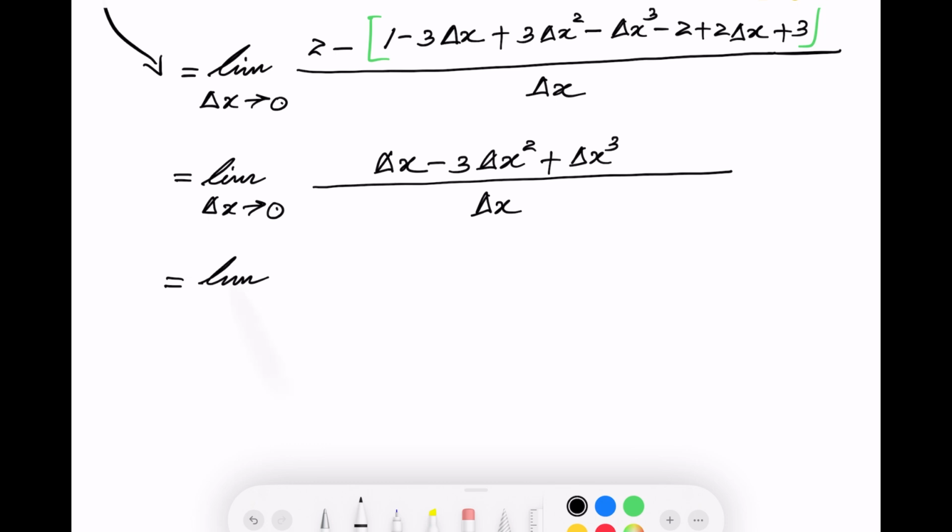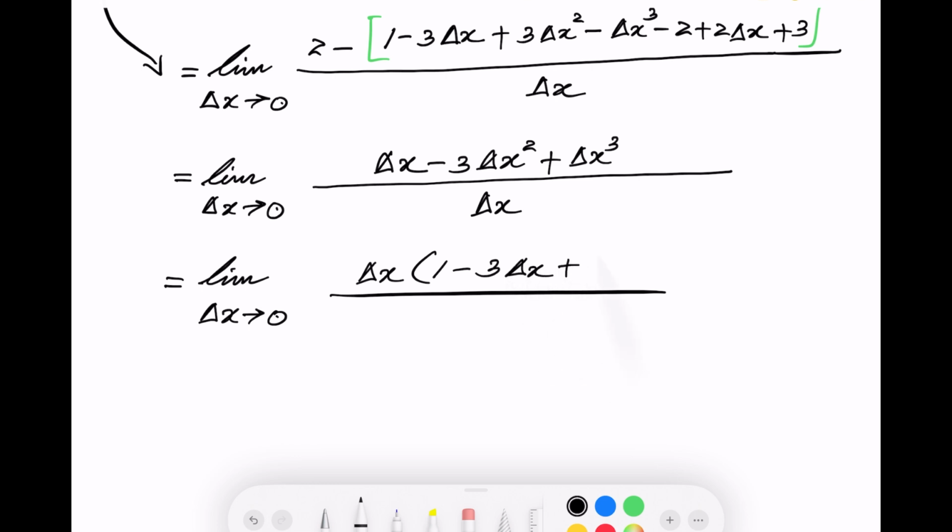Limit as delta x approaches 0. From the numerator, if I factor out a delta x, I will have 1 minus 3 times delta x plus delta x squared. In the denominator, I have a delta x. Now we can do the simplifications. The delta x's can be simplified, and we can do that because delta x is not equal to 0.